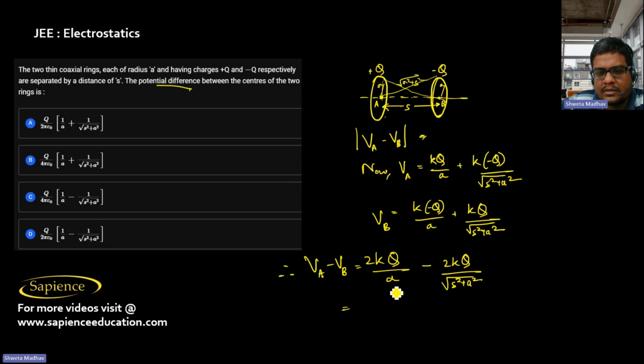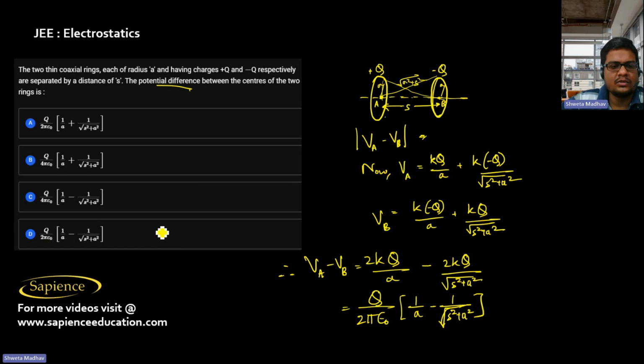Therefore, I can say this will be 2K, which means Q by 2 pi epsilon naught. So I can write Q by 2 pi epsilon naught into (1 by A minus 1 by root over S square plus A square). So 2 by 2 pi epsilon naught into (1 by A minus 1 by root over S square plus A square). So option D is the correct answer.